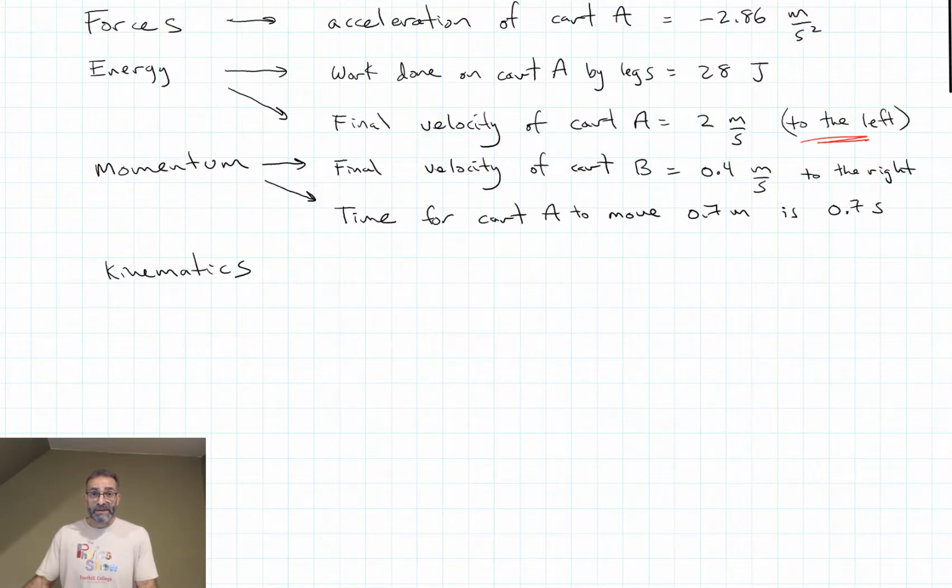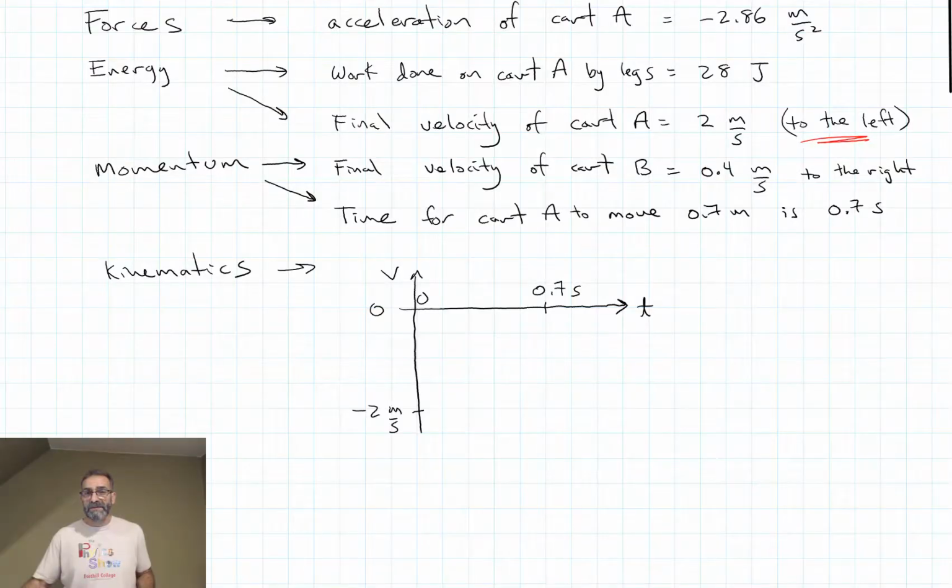Now let's take a look using kinematics. See if you can draw the velocity versus time graph for cart A. So let's see if we can fill in the velocity time graph for cart A. Cart A starts out at 0 meters per second, and it ends up at 0.7 seconds moving at 2 meters per second in the negative direction, negative 2 meters per second. And what does the curve look like between these 2 points? It's going to be a straight line.